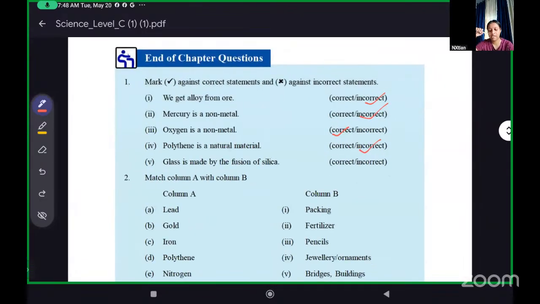And the last one, glass is made by the fusion of silicon. Yes, Emma? Your mic is off. My mic is off. I can't hear anything you're saying. Ma'am, I can hear you, but on your screen it is written off. I'm using a different mic for the screen and for the tab. Still cannot hear. I can hear you very well, ma'am. Now you can try putting on some headphones.